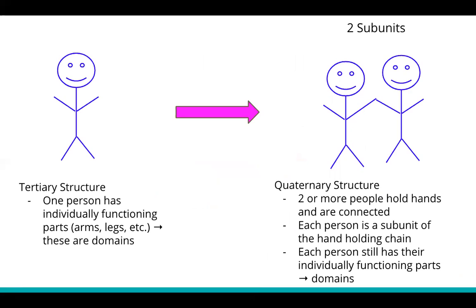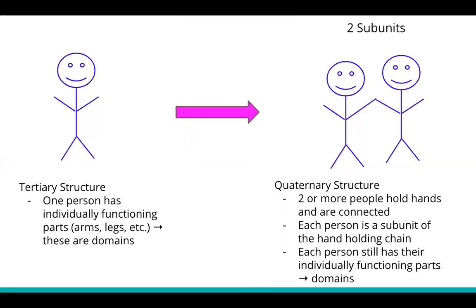Yeah, it's kind of like what we talked about before, the difference between the tertiary and the quaternary. So the tertiary, like the diagram shows, is kind of just one person performing the functions, or each body part does its own function, just like the arms or the legs when you're walking. So think of the arms and the legs as domains. And then for quaternary structure, it's kind of like two different people. They're connected, but they're doing the same thing. So each person is a subunit performing the same tasks.